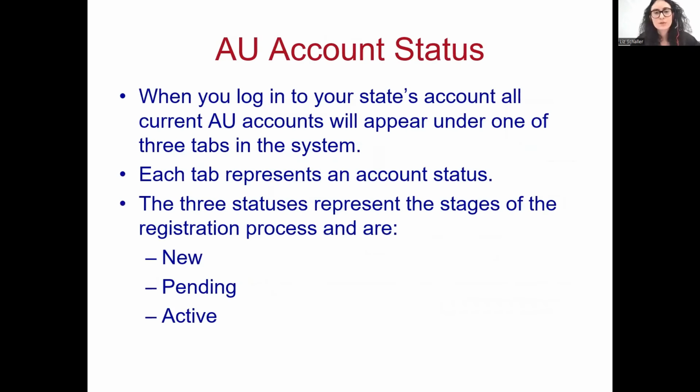All right, now we're going to move into adding and removing authorized users. When you log into your state's account, all of your current authorized users will appear under one of 3 tabs in the system, and each of those tabs represents an account status. So when you first add a new account, it will show up under the new status. Then once that individual has completed their online registration, they will move into that pending status. And then once they've completed their registration as well as returning their limitation of use agreement to us, we will activate their account on our end and they'll show up under active.